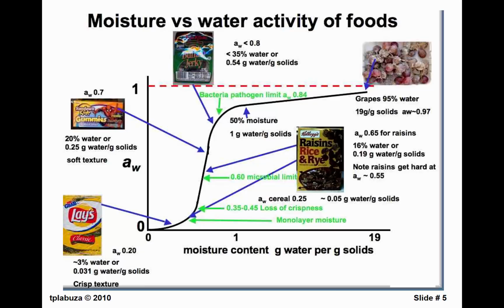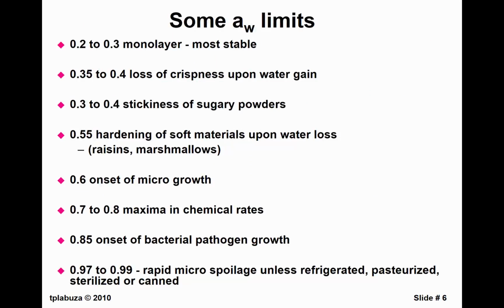Then we have a mixed product, which has raisins and cereal in it. So you've got 2 water activities and 2 moistures for it. And down here we have the crispy products like potato chips, which are about 3% water, or 0.031 grams of water per gram of solids. So this just shows you some products that fit on these curves. And what we want to know is, why are we doing all of this? Well, it's from the standpoint of water activity. So we need to have a moisture versus water activity curve in there. And once we have that, we can then use these paradigms.